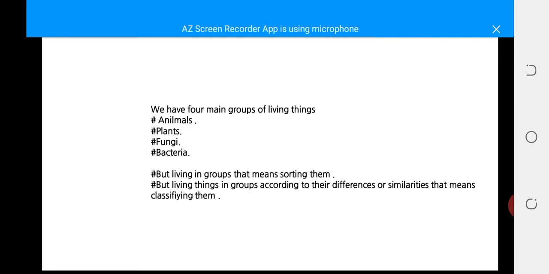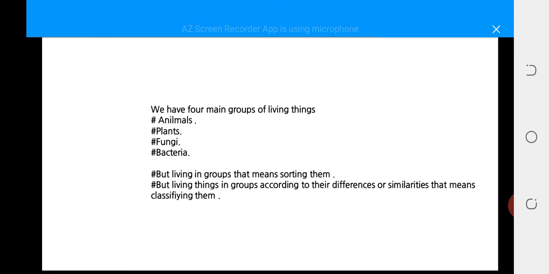We have four main groups of living things: animals, plants, fungi, and bacteria. Putting living things in groups means sorting them. As in our school we have grades, right? Grade 1, grade 2, grade 3, grade 4, and so on. When I put them just like this, it is sorting them.